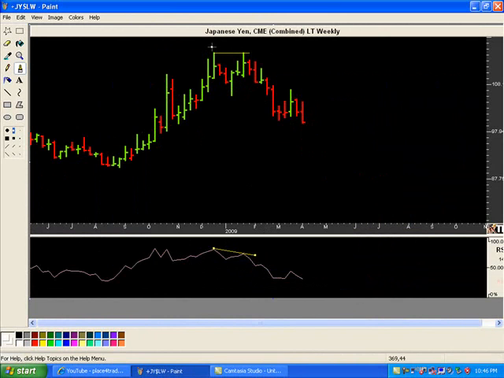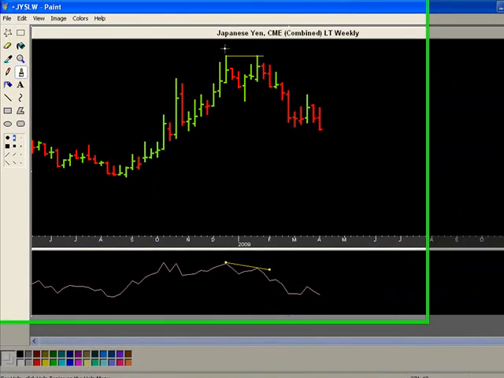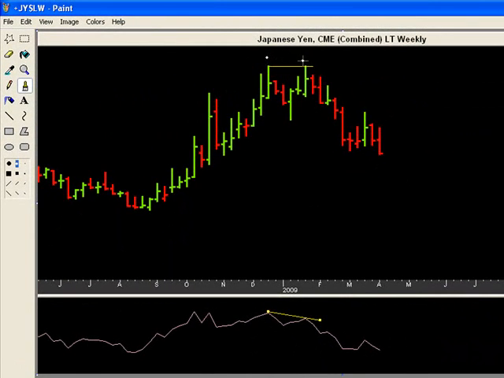Here's the same time frame. Each one of these bars represents 1 week. So we see here in December and then January, we see this double top. I drew the trend line across those highs in the relative strength index. Once again, it's given the same kind of signal, that bearish signal.